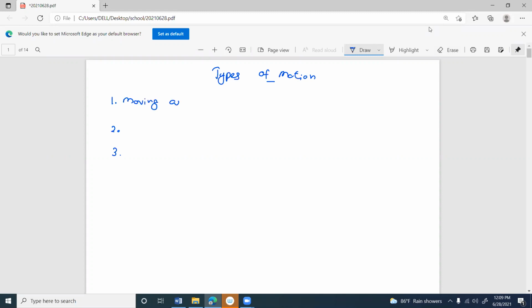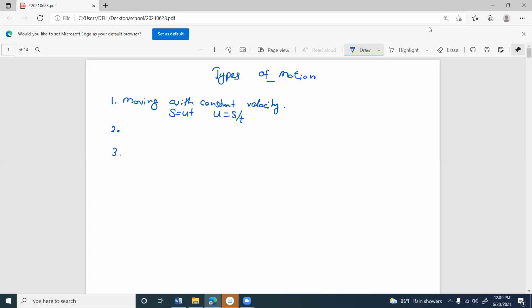Moving with constant velocity. For this situation, we can simply apply the S equals U T formula. Then you can write U equals S over T. That's a fact we need to understand. Okay. Then the second one.